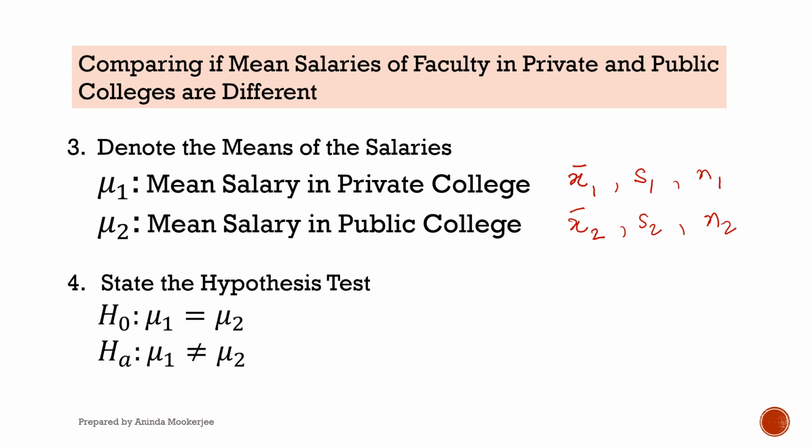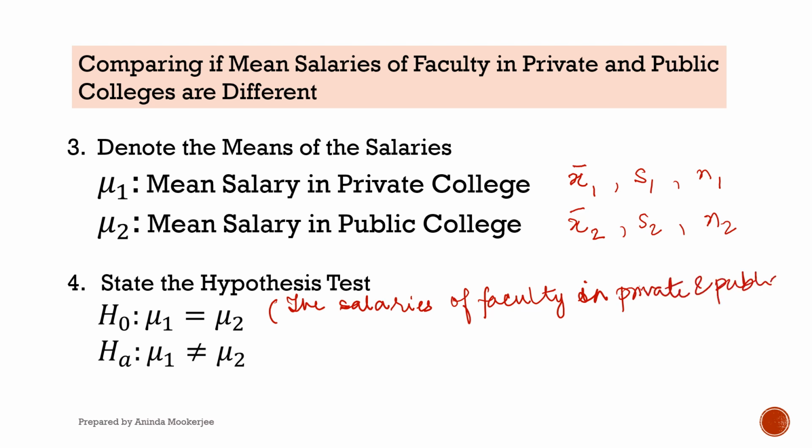So the null hypothesis is always going to say that there is no difference in the means. What it's stating when it says mu sub 1 equals mu sub 2 is that the salaries of faculty in private and public colleges are the same. There's no difference in the salaries; they are equal.